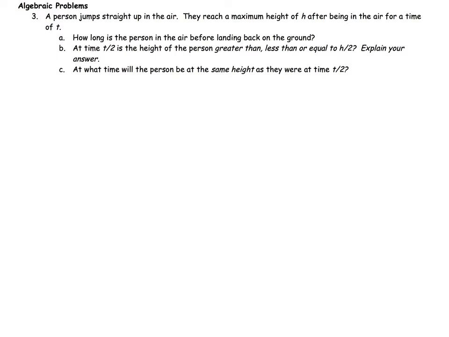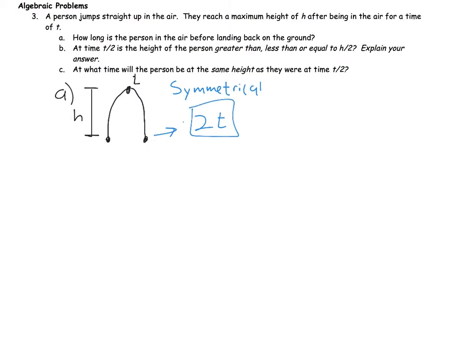I'm going to draw a quick sketch here of this flight. So we start on the ground, we go up to the peak at a time of t, and that is at a height of h, and then we return to the ground. So this is a symmetrical launch here, and that means that the time here is simply double. So our total time in air would simply be 2t, twice as much as the time to go to the peak.